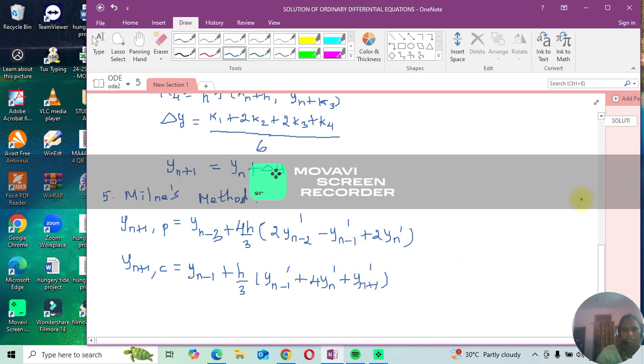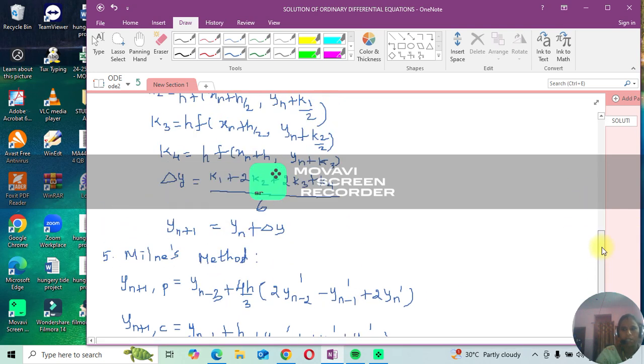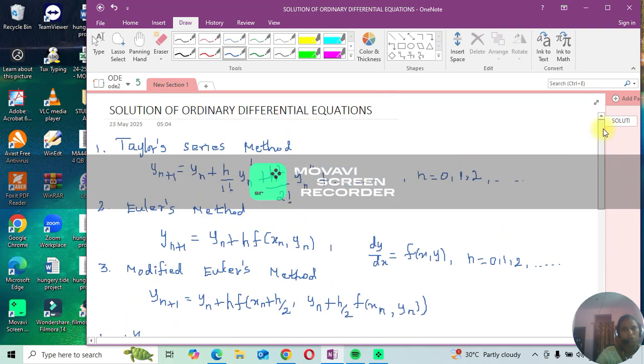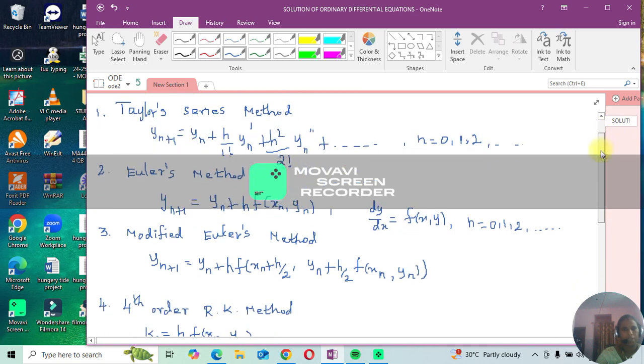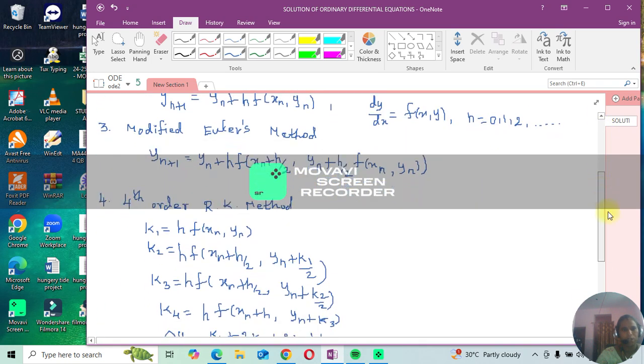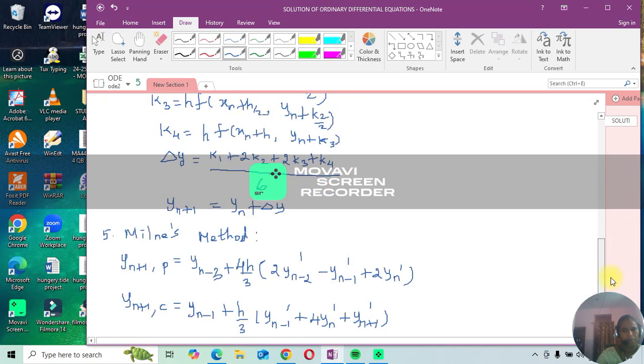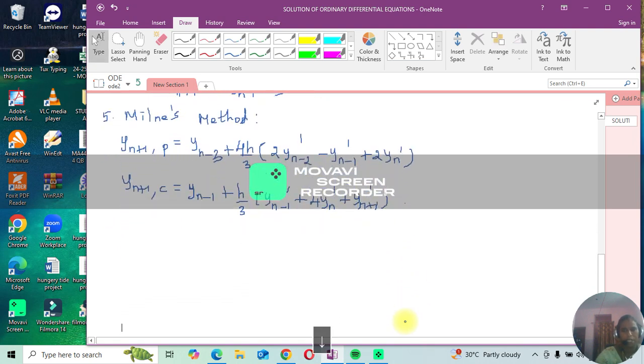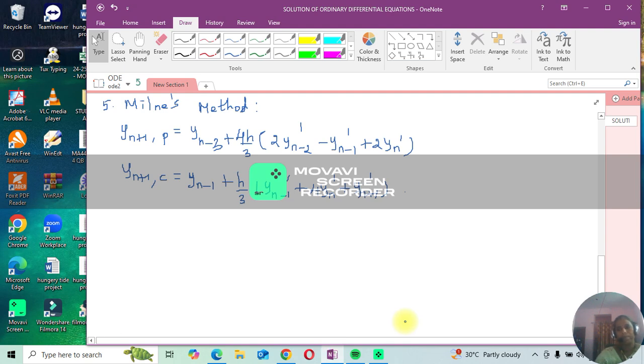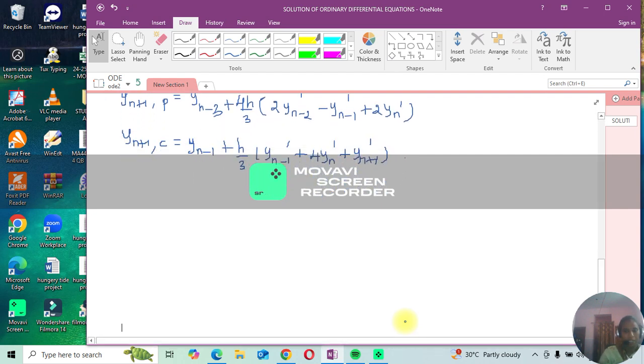So these are the methods available to solve an ordinary differential equation. Again we recall Taylor series method, Euler's method, modified Euler's method, fourth order Runge-Kutta method and Milne's method. Now I am going to explain these methods using one problem. In this problem I am going to apply one method to find one particular point, and another method to find another point, so that I will be covering many methods in a single problem.